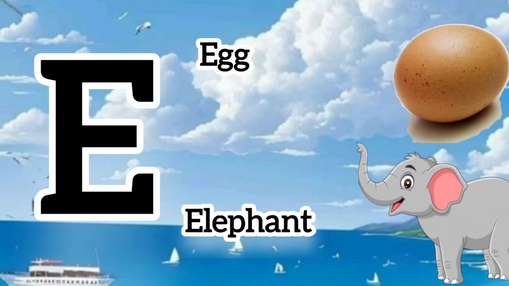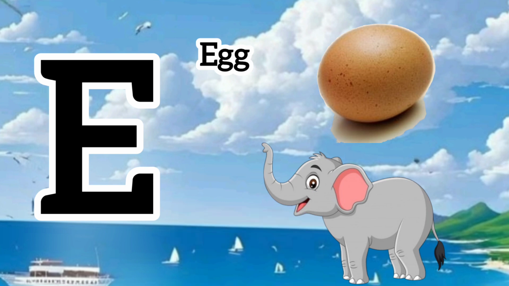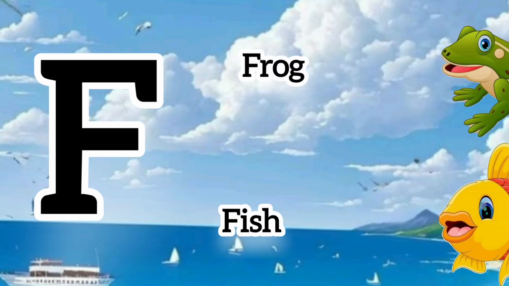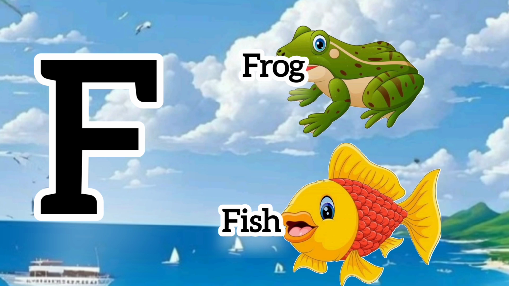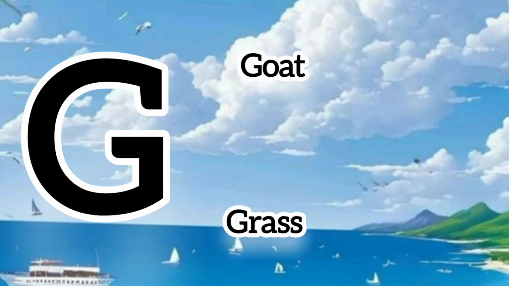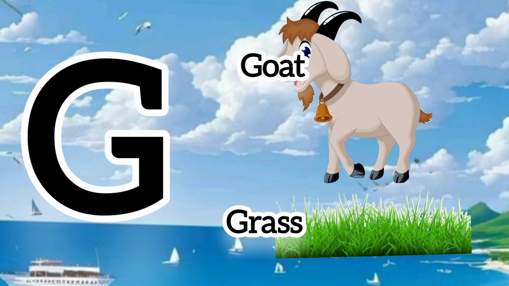E for egg, E for elephant, e. F for frog, F for fish, f. G for goat, G for grass, g.